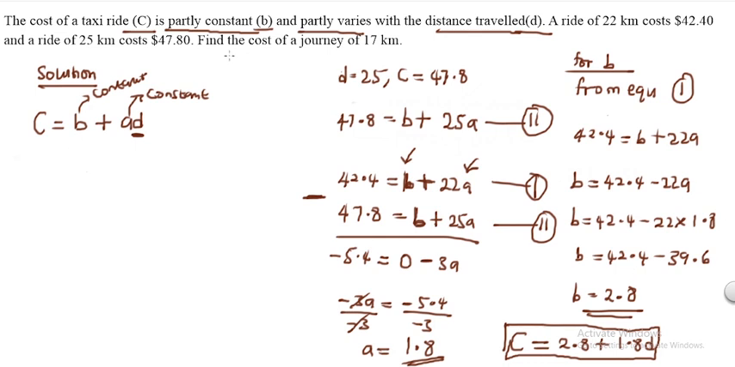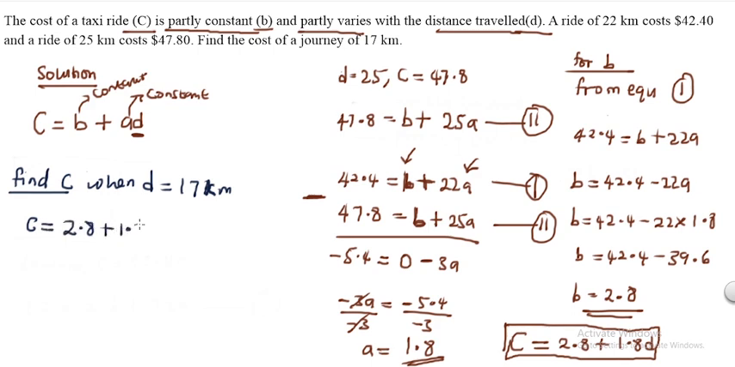Now, the question asks us to find the cost of a journey of 17 kilometers. So what we are simply finding here is C when D is equal to 17 kilometers. So how do we find C when D is equal to 17 kilometers? We simply use this relationship here, so that C is equal to 2.8 plus 1.8D.